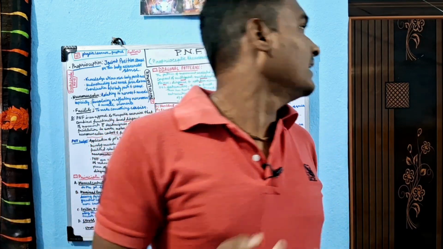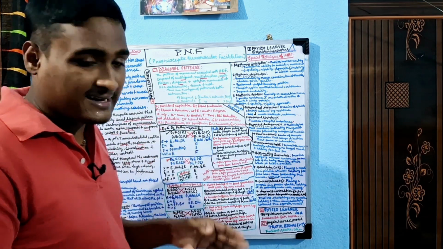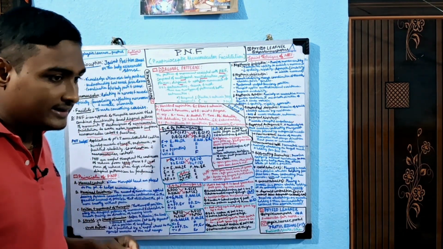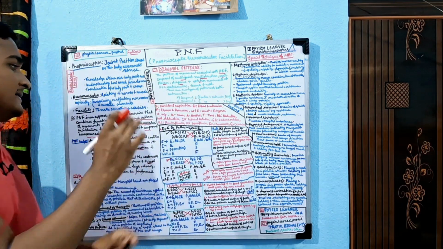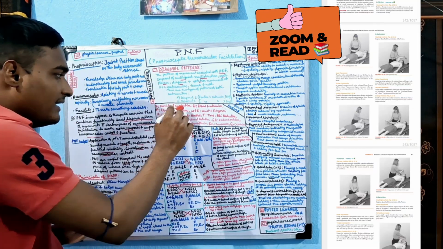There are two main types of pattern we can see, D1 and D2. D1 means diagonal pattern 1 and D2 means diagonal pattern 2. For the upper extremity, D1 has flexion and extension, and D2 has flexion and extension. Here we describe the D1 and D2 patterns of the upper extremity or upper limbs. We have written some short notes. Please zoom in on the shoulder. S means shoulder, S means supination.